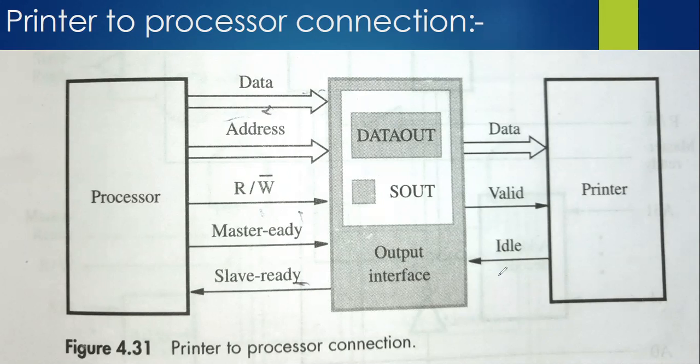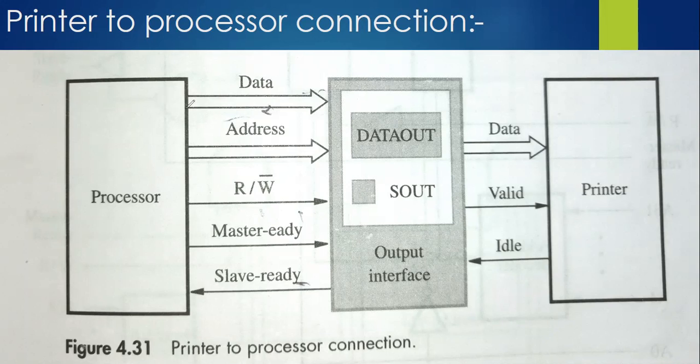By using this Idle signal as an input for the same flip flop and the same latch, we are able to generate an interrupt signal, which we call S out. So S out will be generated using that interface circuit. After generating S out equal to 1, it will be communicated to the processor using the data line itself. Again using the data line, we send the S out signal towards the processor.